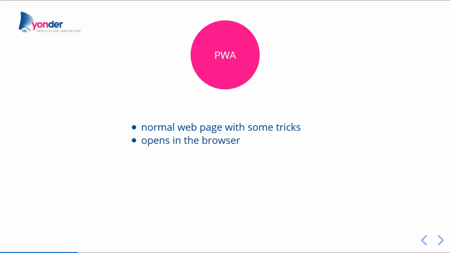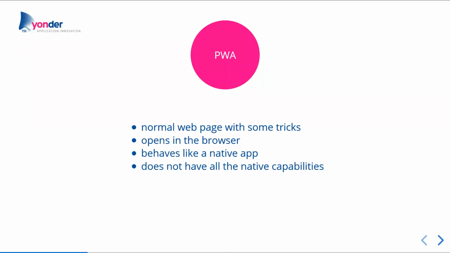So like I said, it opens in the browser. And here's where it becomes a bit weird. So it opens in the browser, but it's a native app. How does that exactly work? We're going to answer those questions throughout the webinar, but just for now, stick with me. So it behaves like a native app. It opens in a browser, but it does not have all the native capabilities. And this is where we're going to decide whether a PWA is a good idea for our project or our new initiative or not.